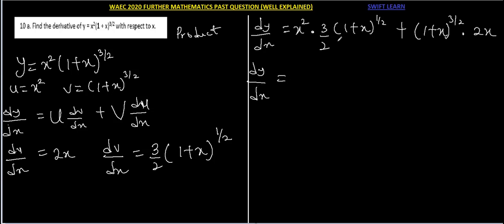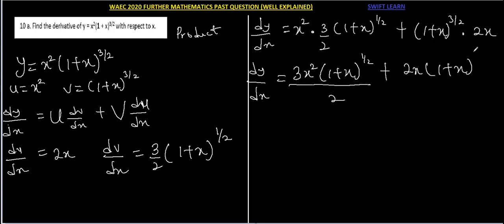Alright, you don't just leave your answer like this. You have to solve it to the end to get your full marks. So this will give you 3x squared (1 plus x) to the power 1 over 2, divided by 2, plus this will give me 2x bracket (1 plus x) to the power 3 over 2.